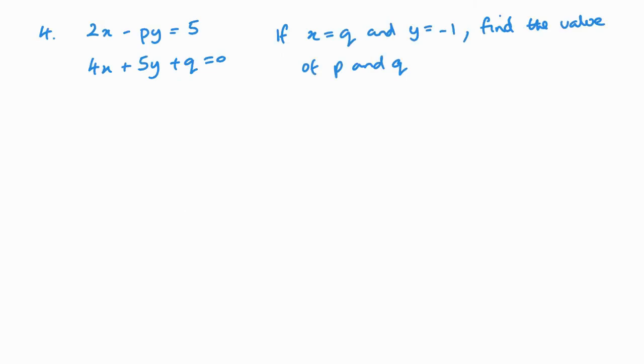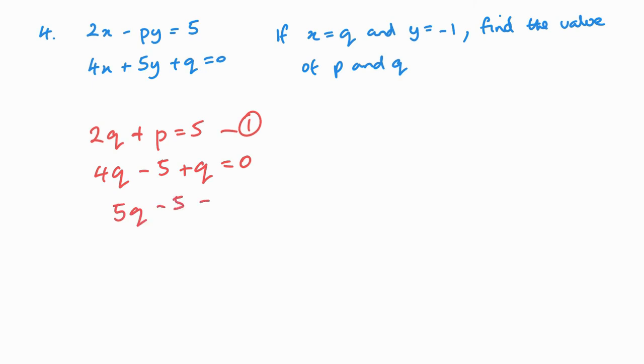So first step here is to substitute in my x equals q, my y equals 1. So 2q plus p equals 5. That is that original equation here. And looking at my second equation, I'd have 4q minus 5 plus q equals 0. So we've got 5q minus 5 equals 0. And that is there my second equation.